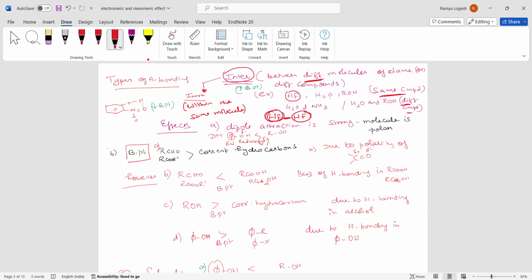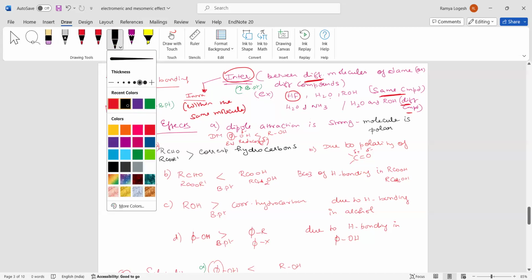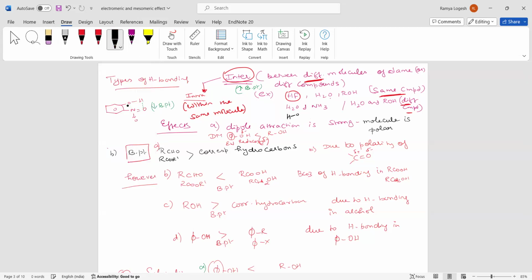Water. The water is having hydrogen bonding. Yes or no? Yes, ma'am. So here you are able to find this. Both are water only, but as a molecule, it is one separate water molecule and another separate water molecule. So this is also hydrogen bonding.